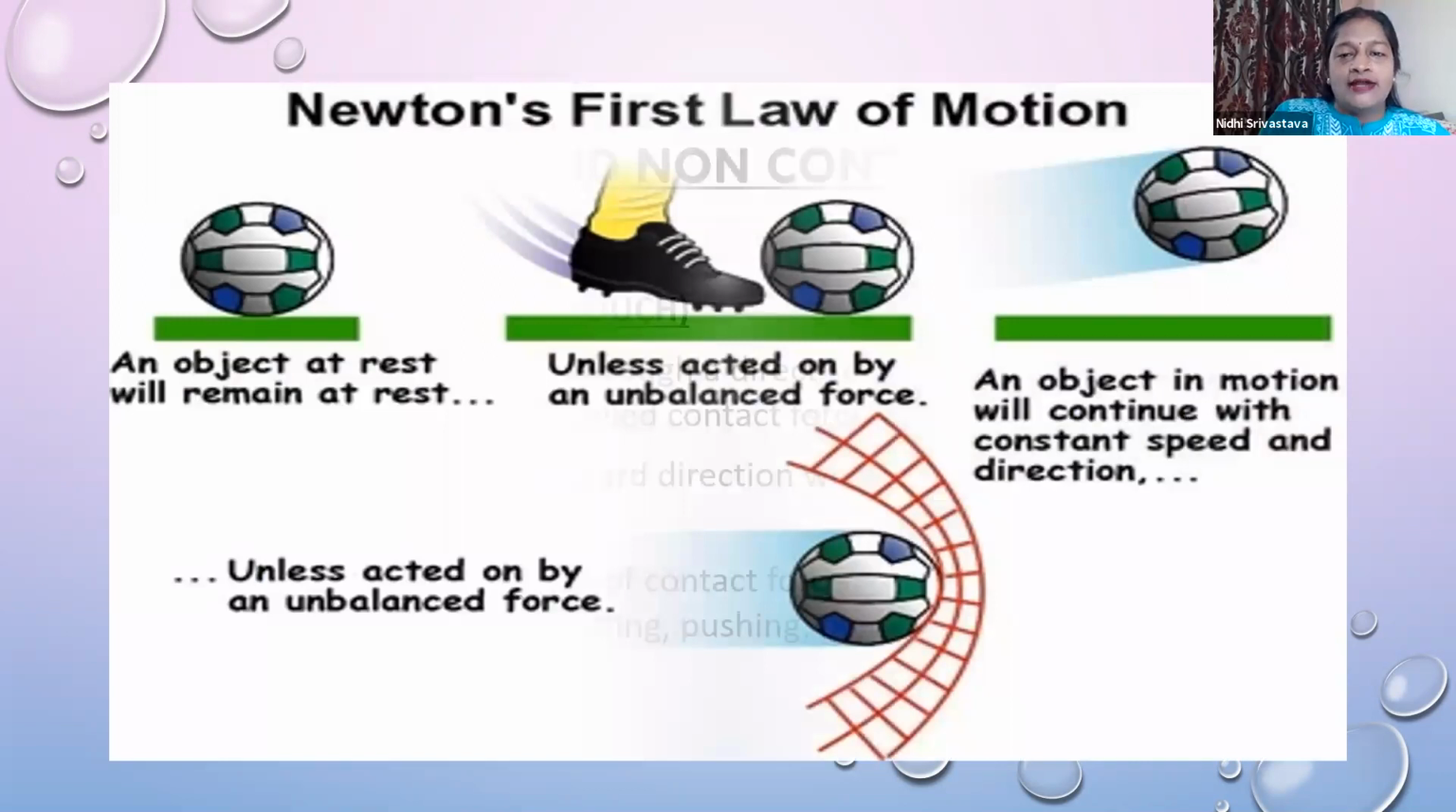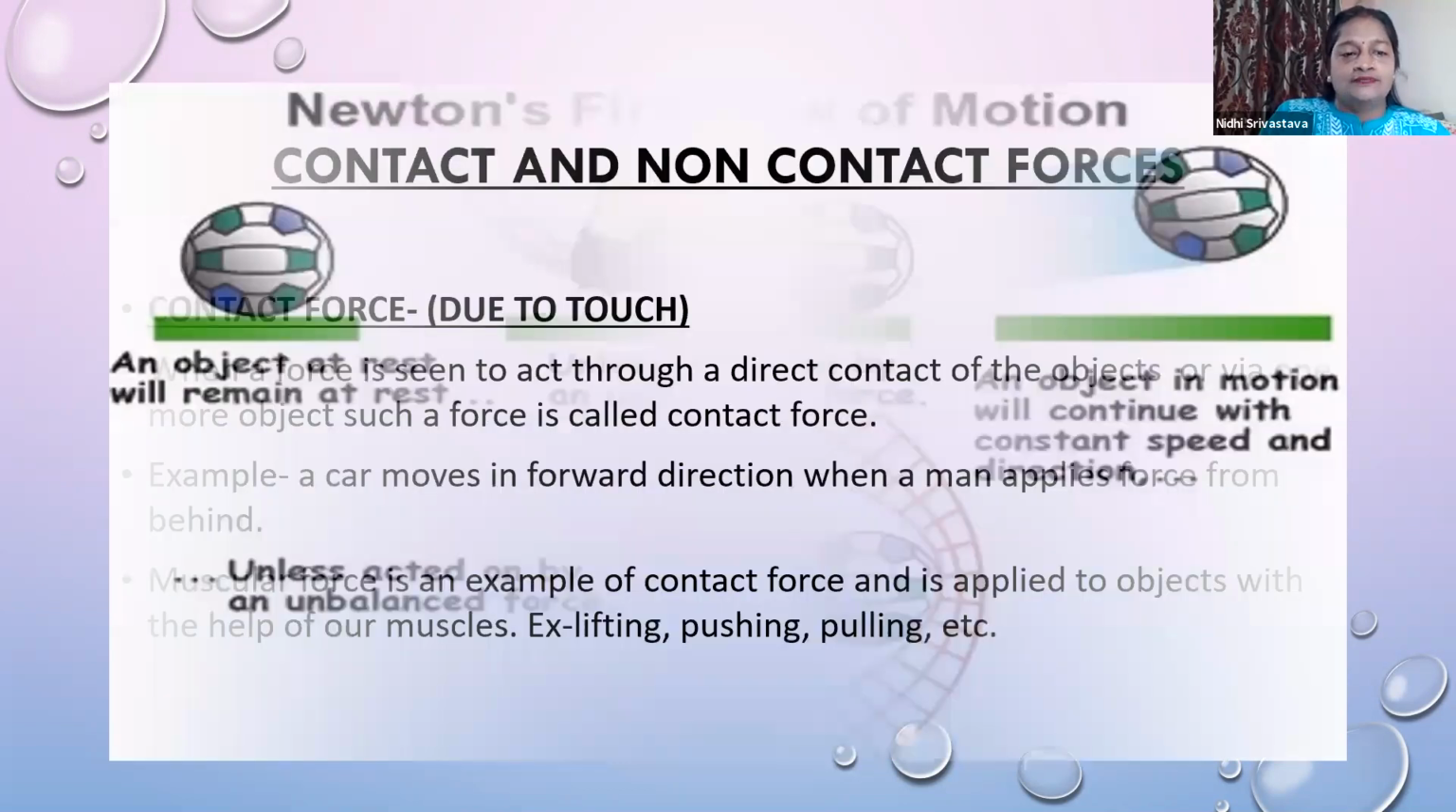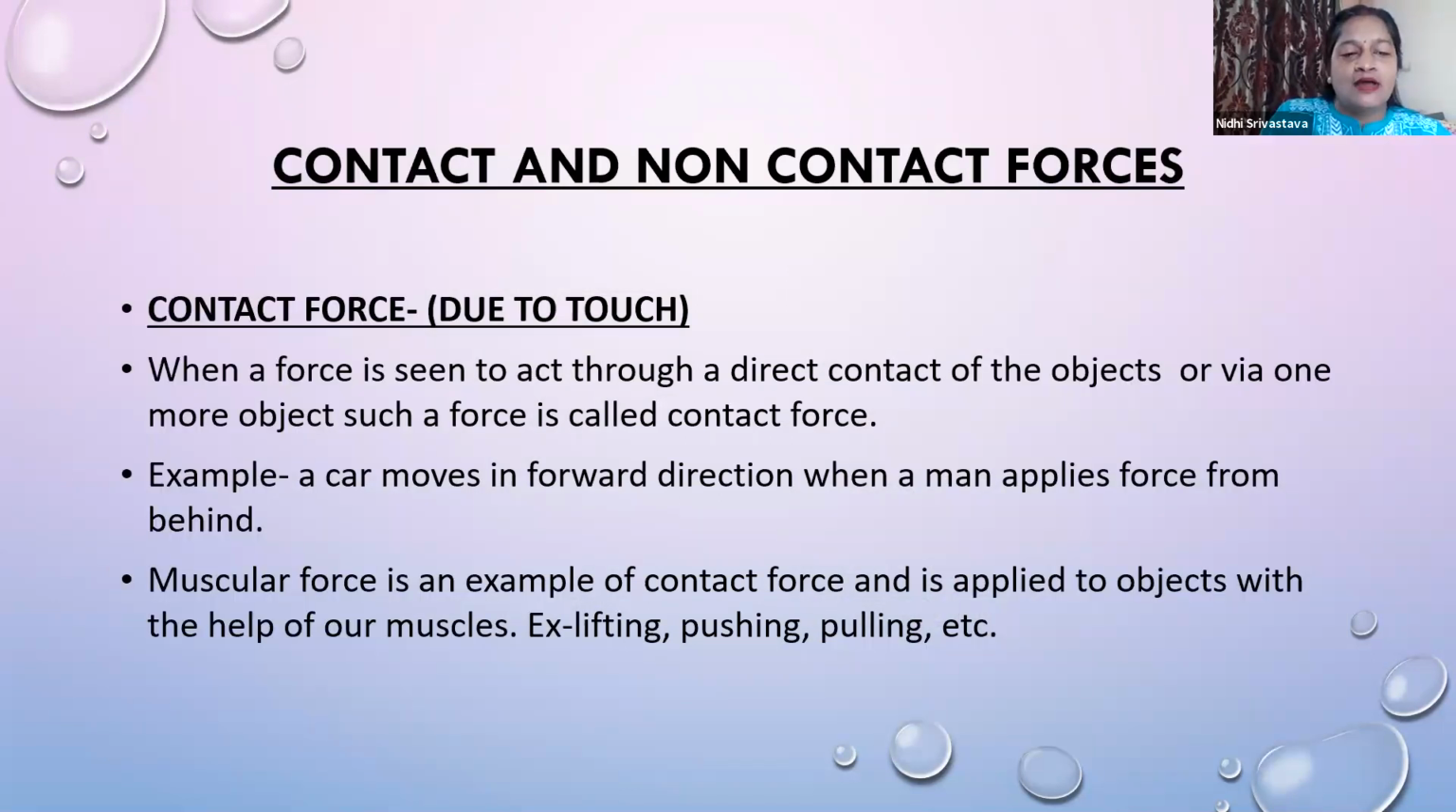Next, contact and non-contact forces. Contact force is generated due to touch. When a force is seen to act through a direct contact of the objects or via one more object, such a force is called contact force. Example, a car moves in forward direction when a man applies force from behind. Muscular force is an example of contact force and is applied to objects with the help of our muscles. Example, lifting, pushing, pulling, etc.